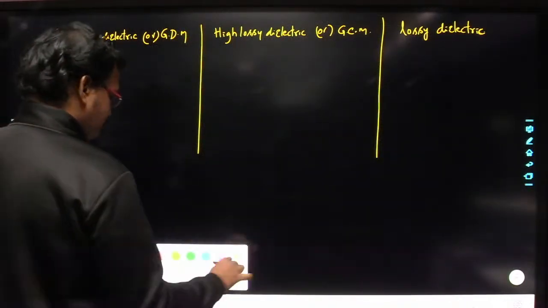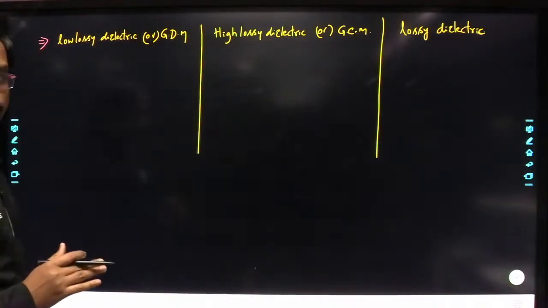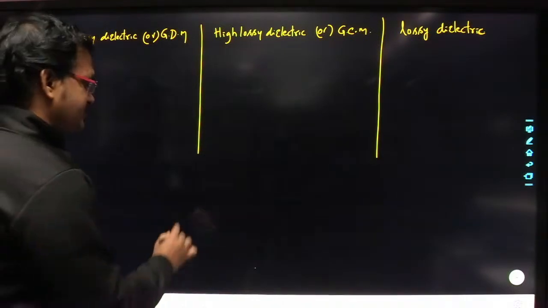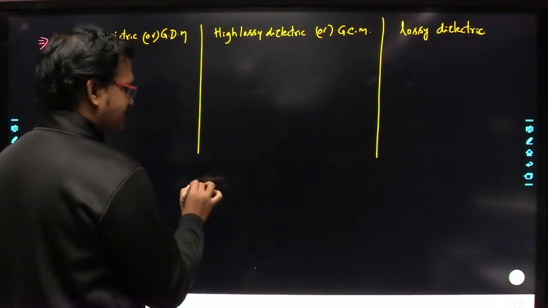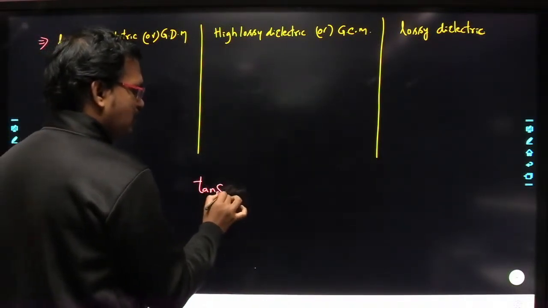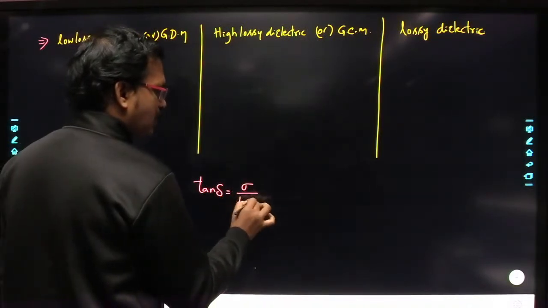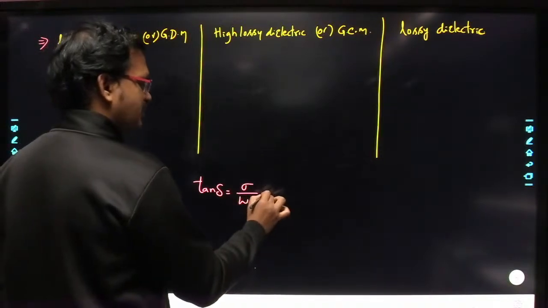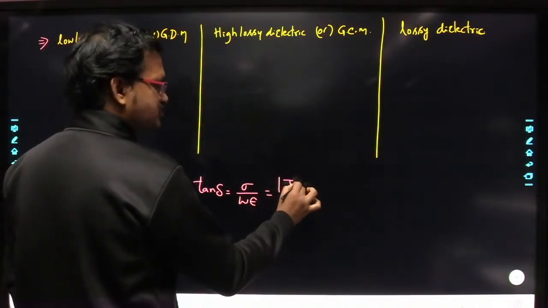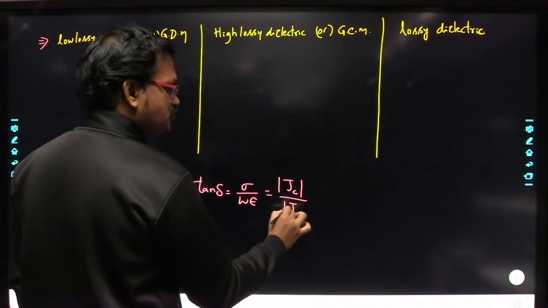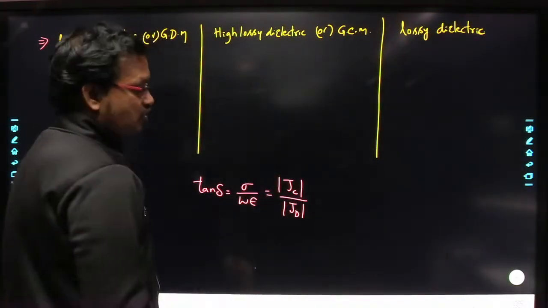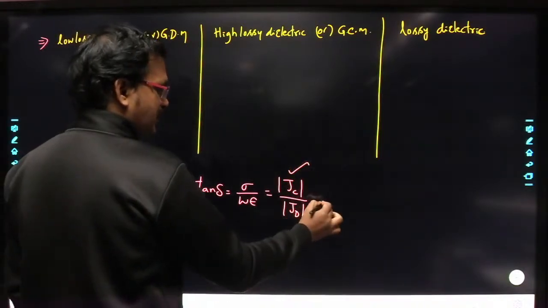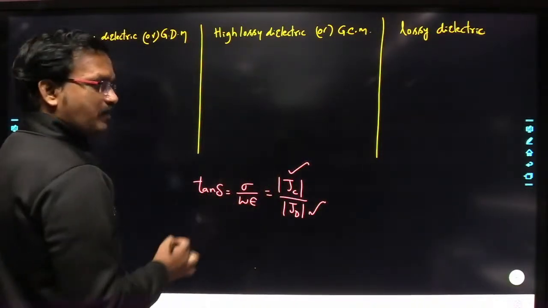See here, the nature of the medium is decided by the loss tangent. So loss tangent is nothing but what? Loss tangent is generally represented with tan delta, which is equal to sigma by omega epsilon. Understood? It is the ratio of the magnitude of conduction current density to the magnitude of displacement current density. If you take that ratio, it is going to give you sigma by omega epsilon.